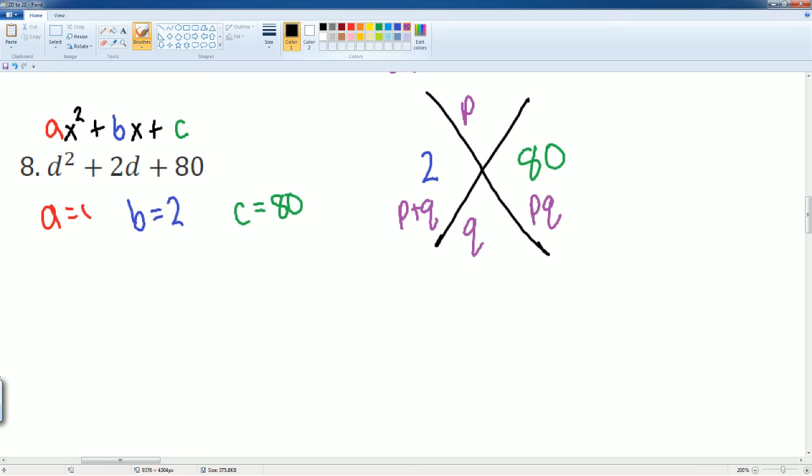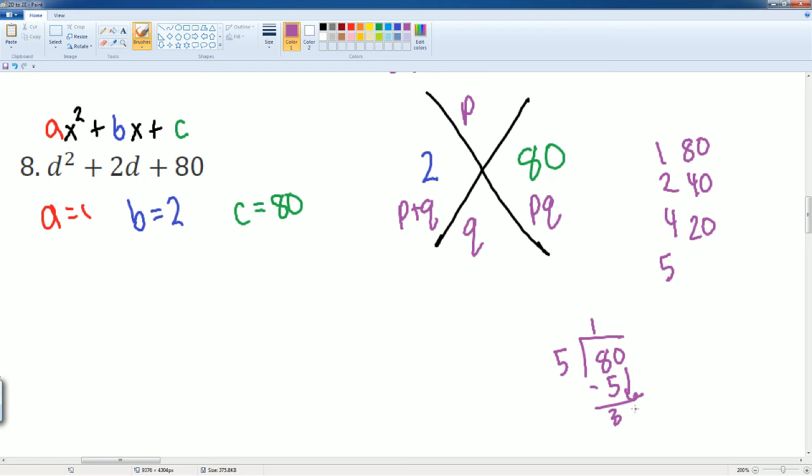We start off with our factors. Let's try 1 and 80. Nope. 2 and 40. Nope. 3 doesn't look like it. 4 and 20. Nope. 5. Let me do that division really quick. That is 5 and 16. Does that work? Nope. That does not look right. Let's go to 6. Nope. 7. Nope. 8, 9, 10. Ooh, looks right. 8 and 10. Ooh, that looks like you can make the number 2.